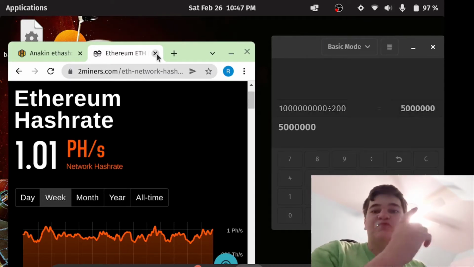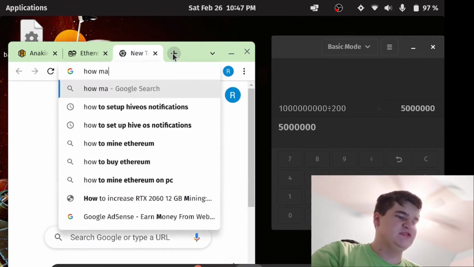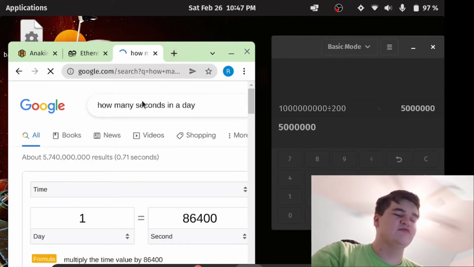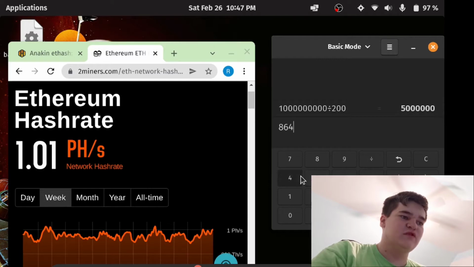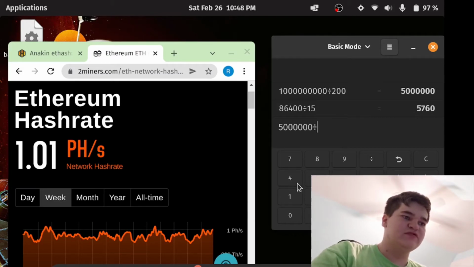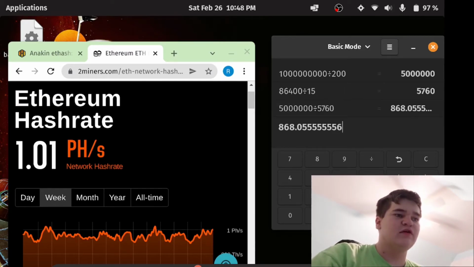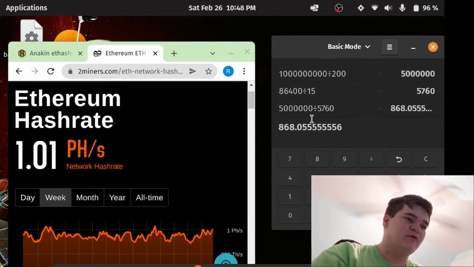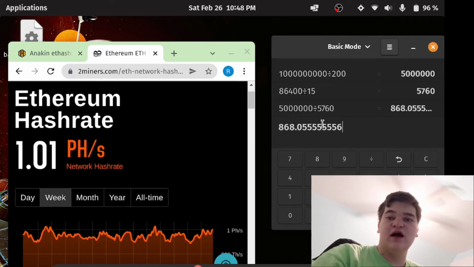Now, Ethereum has a block mined once every 15 seconds, and let's look up how many seconds are in a day, because I don't remember off the top of my head. 86,400. 86,400 divided by 15 is 5,760. So let's take 5 million and divide it by 5,760. And that's how many opportunities we have per day to mine a block. And that equals 868.55. Let's just call it 870. So every day I have a 1 in 870 chance to mine a block.